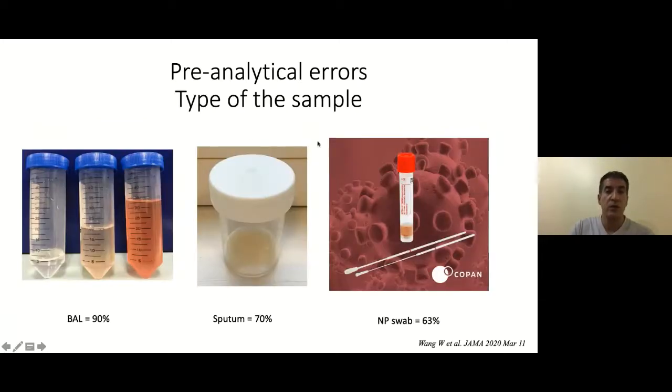We already mentioned the different types of samples. Usually the BAL has the highest sensitivity. Next is the sputum and the nasopharyngeal swabs. Usually the sensitivity of nasopharyngeal swab PCR is around 70%.